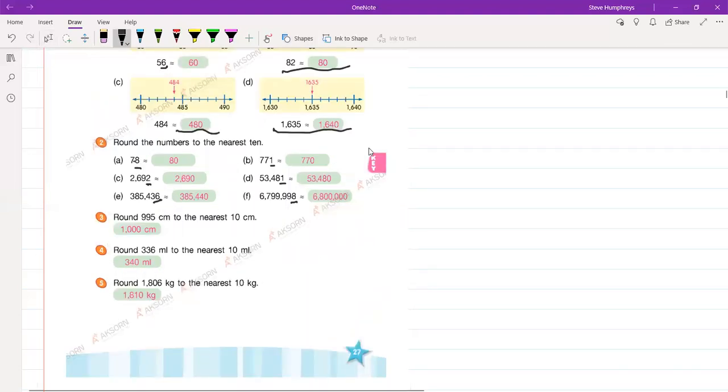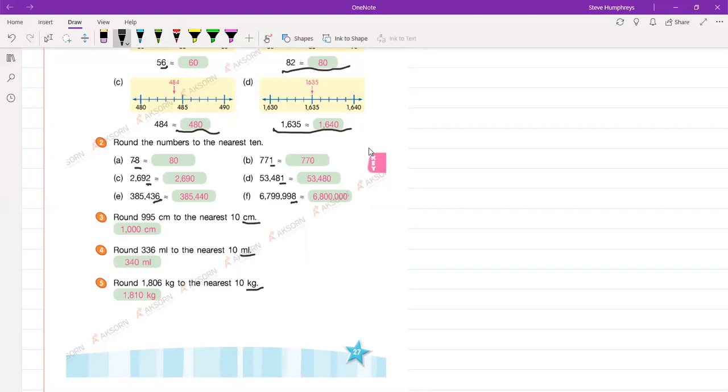Okay, you can use different units. Here, using the unit they use in the centimeters. Just do it as you would with a normal number. Okay? Number 4, they're using milliliters. Number 5, they're using kilograms. Okay? So, look at the last digit.